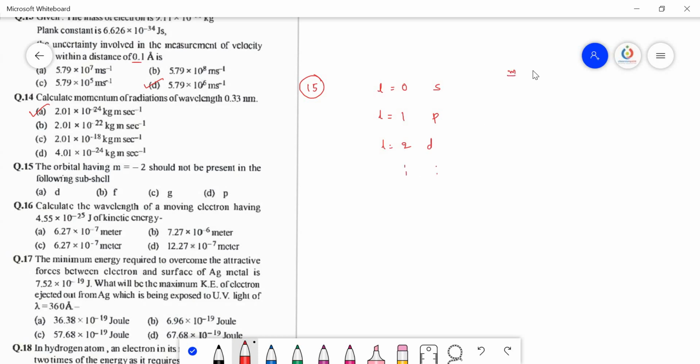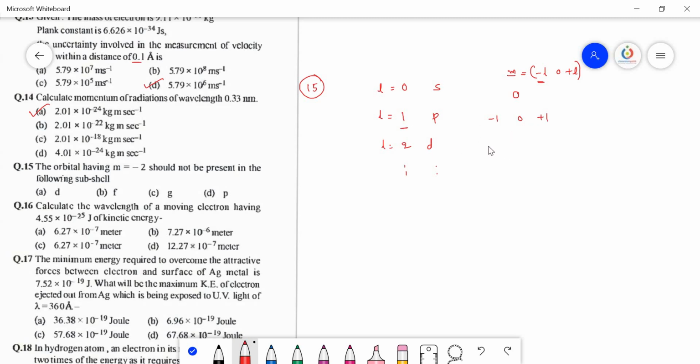And m values always start from minus L, 0, plus L. These are the m values for any orbital. So in the case of the s orbital, m value is always 0 only. And for the p orbital, the possible m values for the p subshell are minus 1, 0, plus 1, because the L value for the p orbital is equal to 1. So m values always start from minus L, 0, plus L. That means here L is 1, so we have to write minus 1, 0, plus 1.